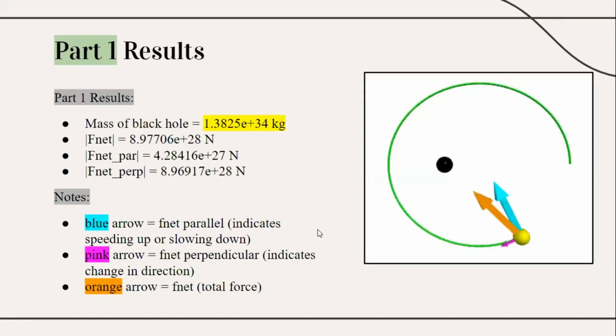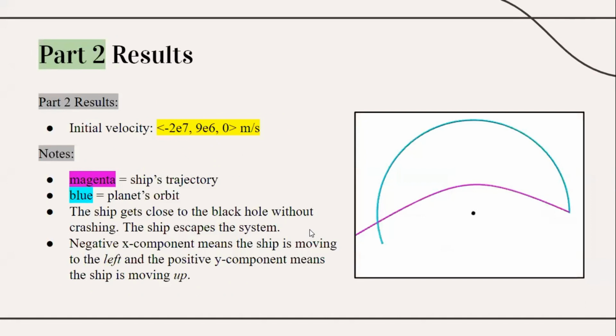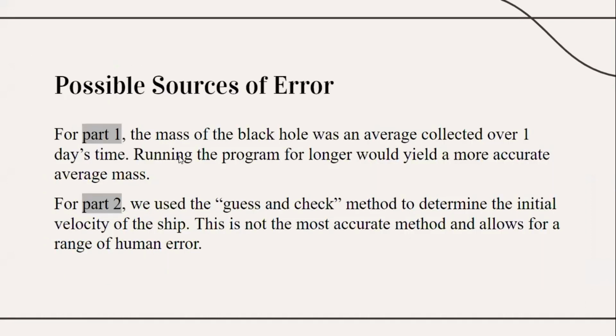Discussion and results. The blue arrow gives us F net parallel, the pink arrow gives us F net perpendicular, the orange arrow gives us F net, which is the sum of those components. The mass of the black hole was 1.38 times 10 to the negative 4 kilograms. For part 2, the magenta is the ship's trajectory, while the blue is the planet's orbit. The ship escapes the system and gets close to the black hole using the initial velocity vector highlighted in yellow here. The ship is moving left and upward.